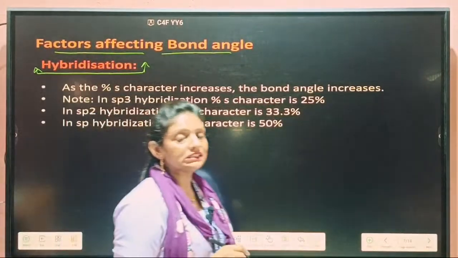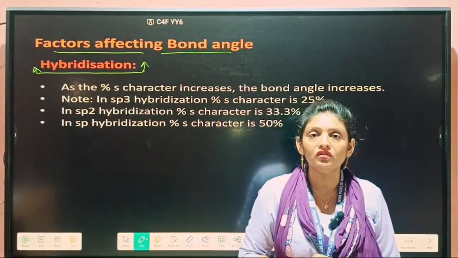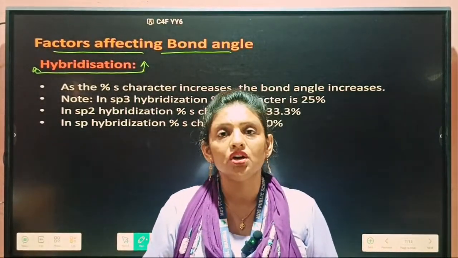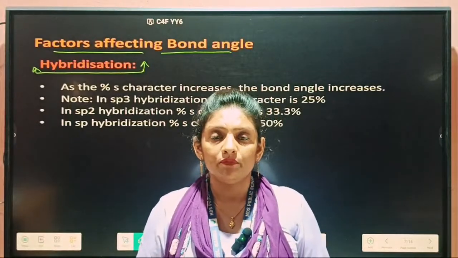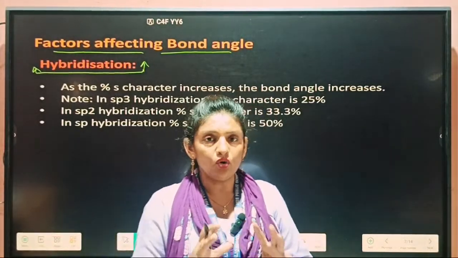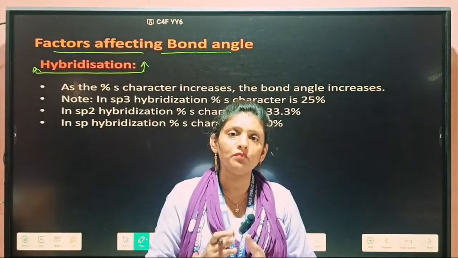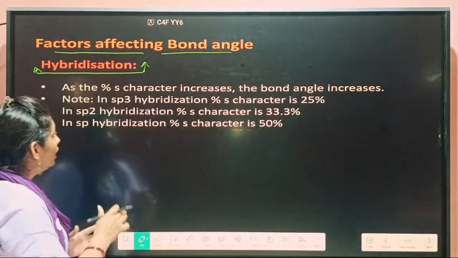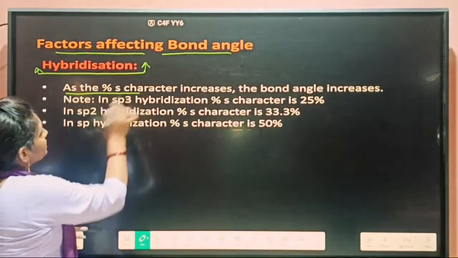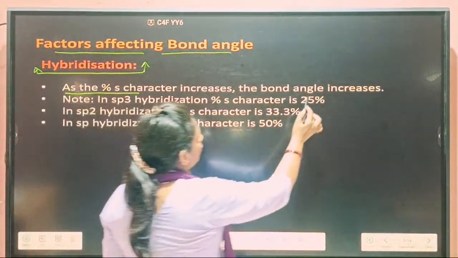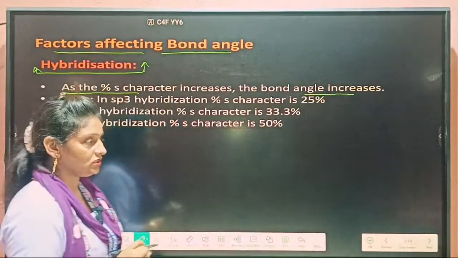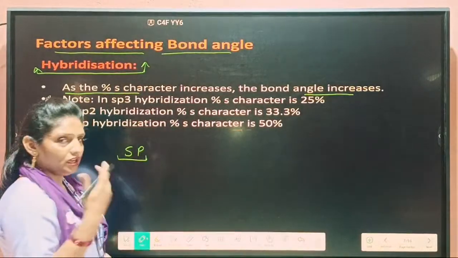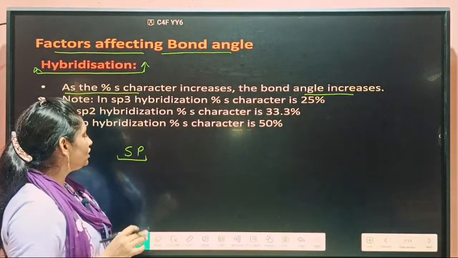Students, we have not discussed hybridization till now. This is also a separate topic in our unit, so we will discuss that also. But now we will know some main points of hybridization. Here, as the percentage of s character increases, bond angle increases. What do you mean by this? Students, there are types of hybridization. I will explain this topic separately, so here you will understand only this thing.